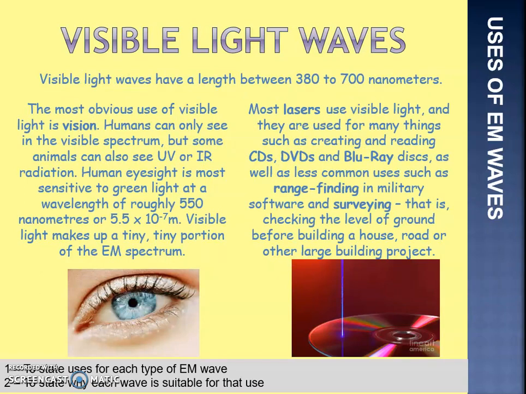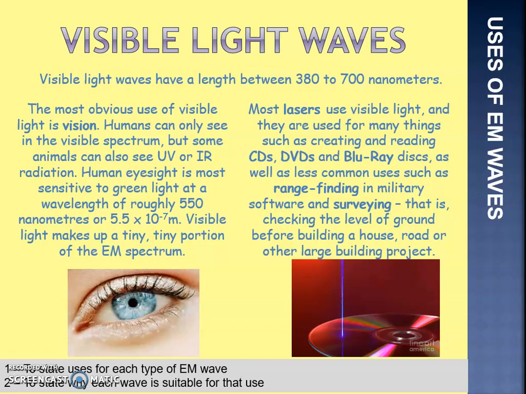Visible light. They have a wavelength between 380 and 700 nanometers, and the most obvious use of that is vision. We can only see in the visible spectrum, but some animals can also see ultraviolet and infrared radiation. Our eyesight's really sensitive to green light. It's got a wavelength of around 550 nanometers, but visible light, remember, makes up only a really tiny portion of the EM spectrum.